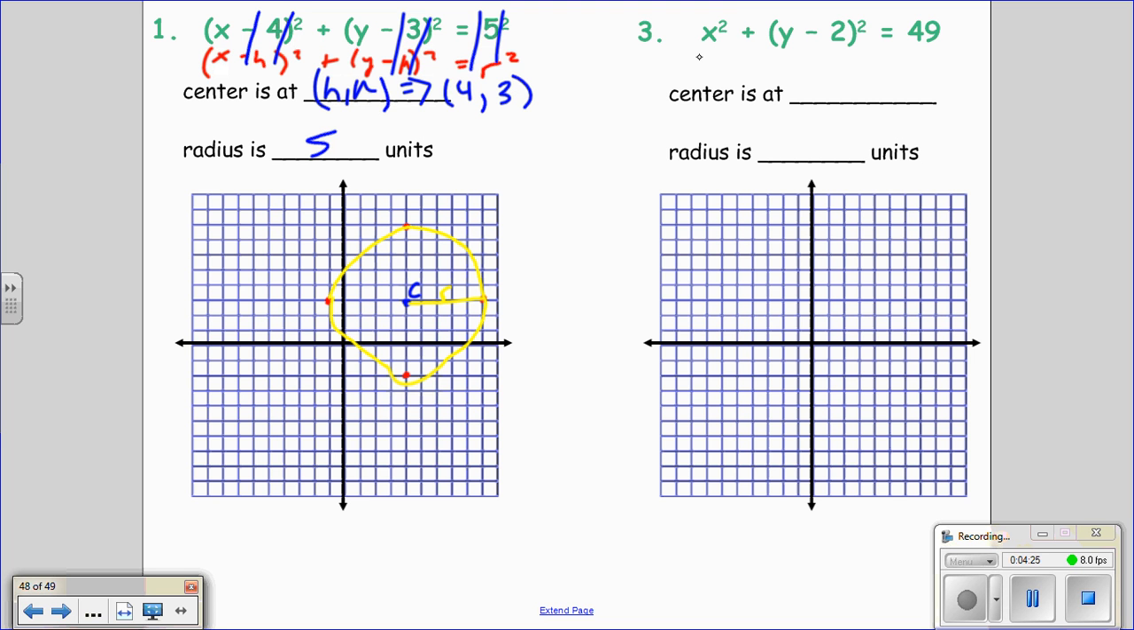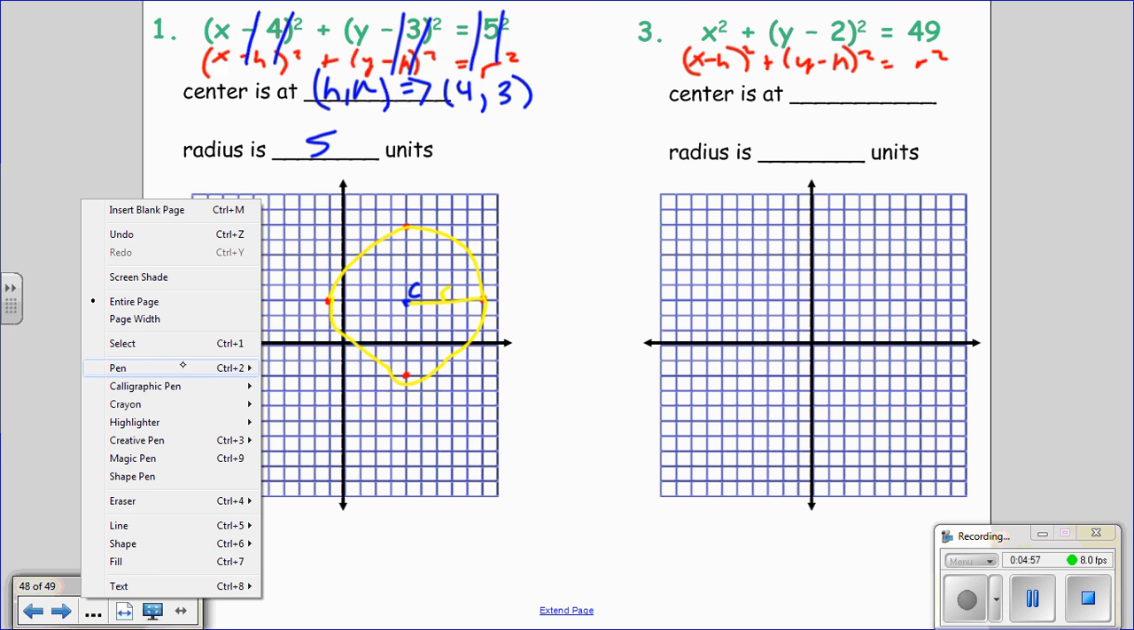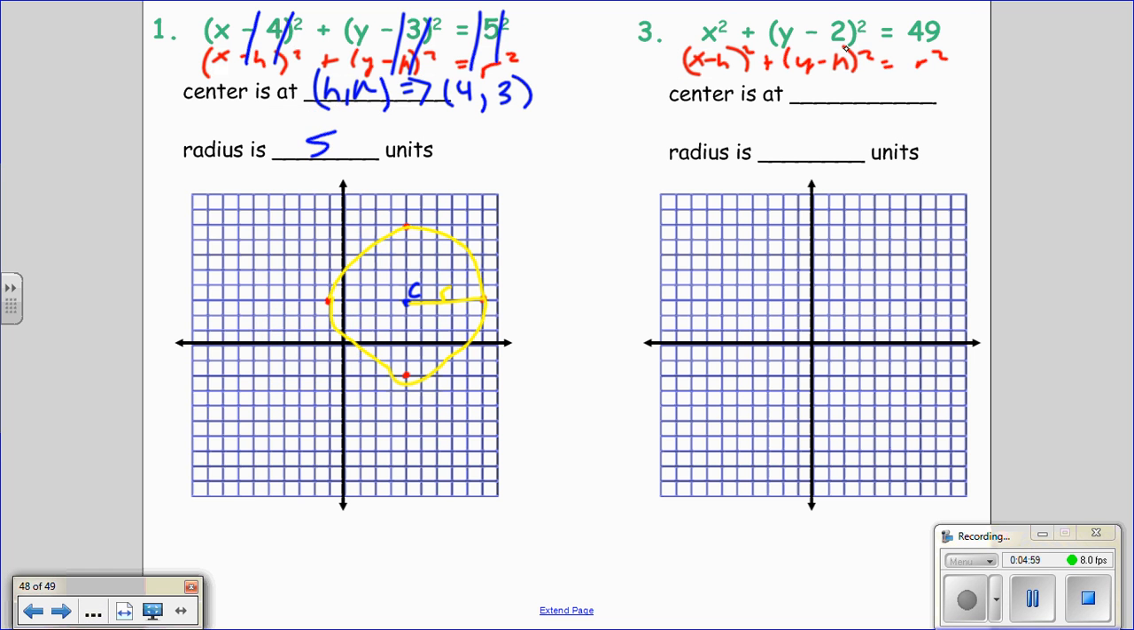Again, it helps to write the generic form underneath. So (x minus h) squared plus (y minus k) squared equals r squared. If you notice, for my x's there's nothing being taken away from or added to the x's. It's just simply x squared. Whenever that is the case, that means h is 0. Now k is 2. So the center is at (0, 2).